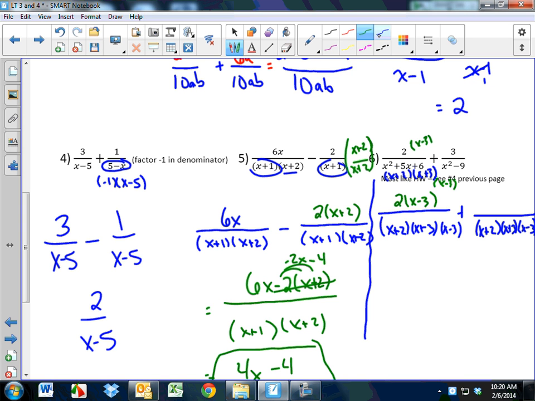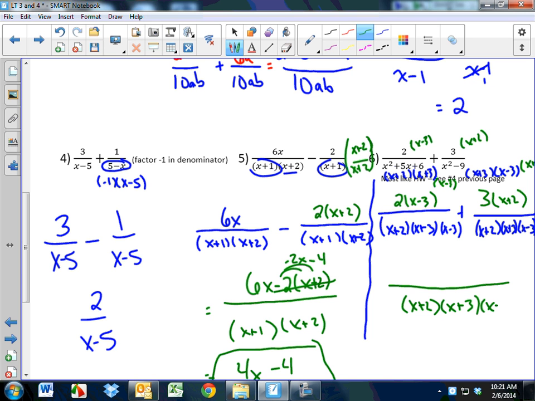Looking at the second fraction, the denominator already had x plus 3 times x minus 3. So what's it missing? It's missing the x plus 2. So multiply it by x plus 2 in the top and by x plus 2 in the bottom. So we get 3 times x plus 2 in the numerator. Add your fractions. The rule says add the tops, but leave the denominator alone. So x plus 2 times x plus 3 times x minus 3.